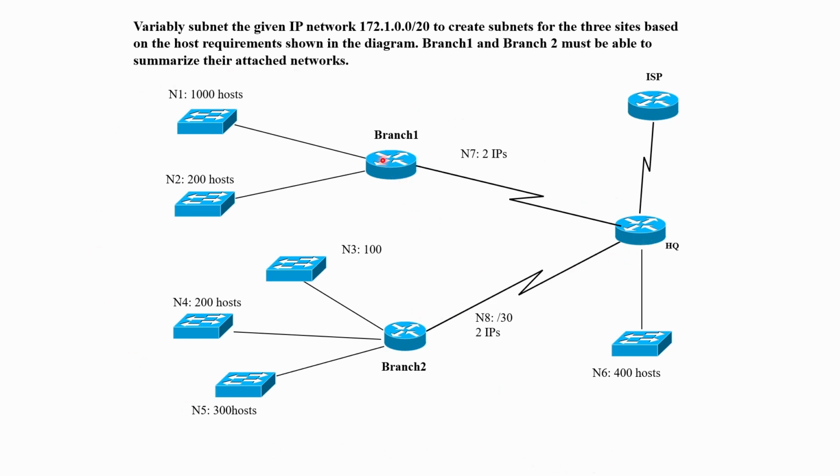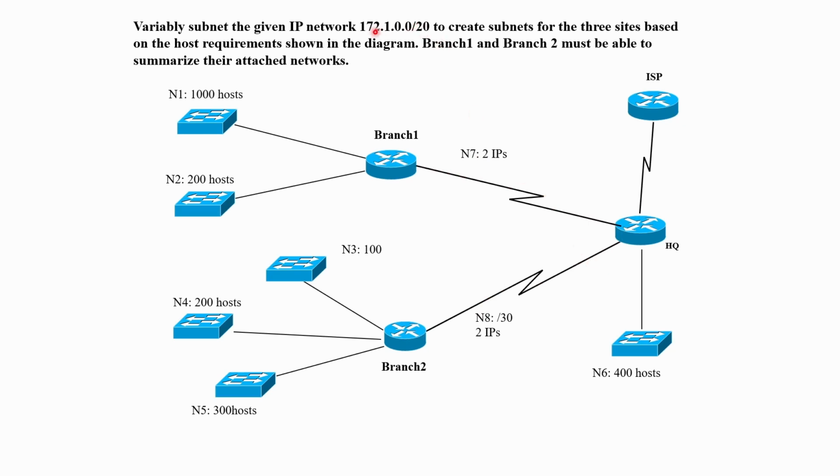Branch 1 that has 2 networks attached. Branch 2, 3 networks attached. And the headquarter has 1 LAN. 2 serial links connect branch 1 and branch 2 to headquarters. That requires 2 IPs per link.